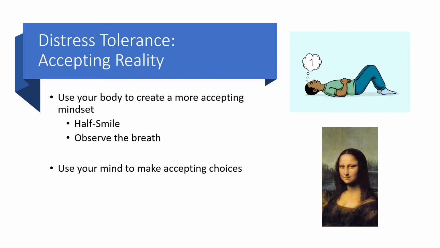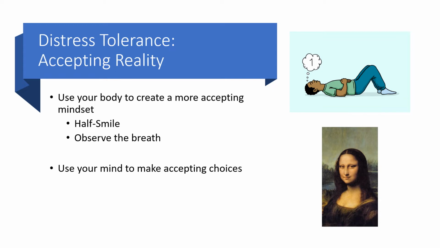In order to be able to use your mind to make accepting choices, you want to put your body into an accepting mind state. So a couple of ways you can do this is by using half smile or by observing your breath. If you've never done a half smile, a really good example is to look at the Mona Lisa. If you take a look at her, she's got just the two corners of her mouth slightly upturned, and she looks like she has a little bit of a secret, right? That's called the half smile. If you don't like the secret way of looking at it, you could think of like a little cat stretching out in front of a fireplace. They look really peaceful and calm, right? That's also the half smile.